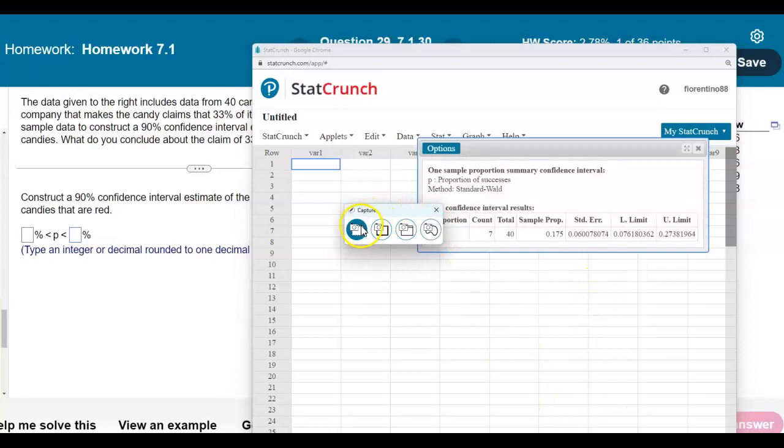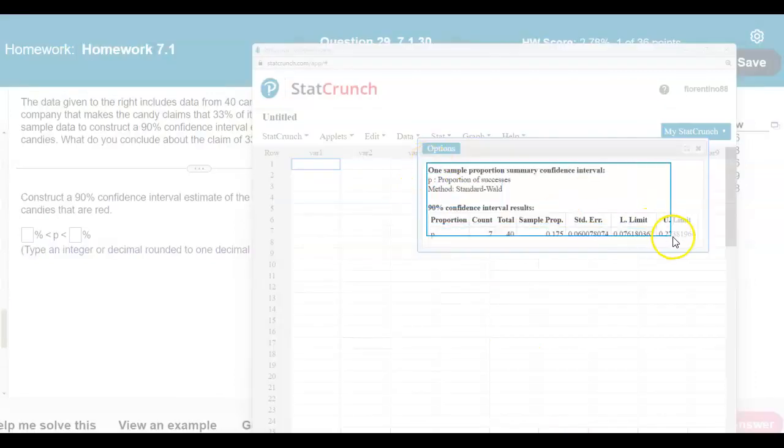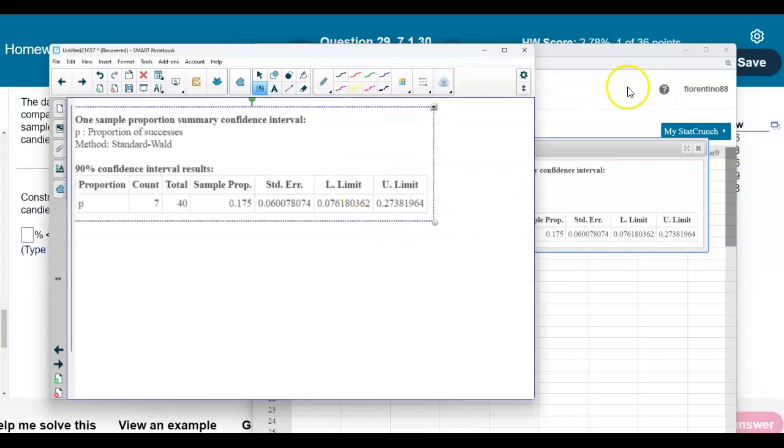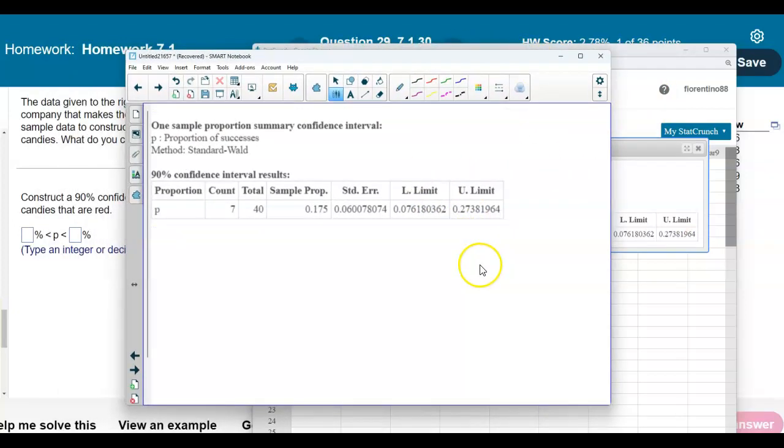So let's take a look at our data, and then copy this into our notebook. So here is our data. Here we want to take a look at the lower limit and the upper limit. Okay, so here we want to create our confidence interval. We want to round our limits to 3 decimal places.